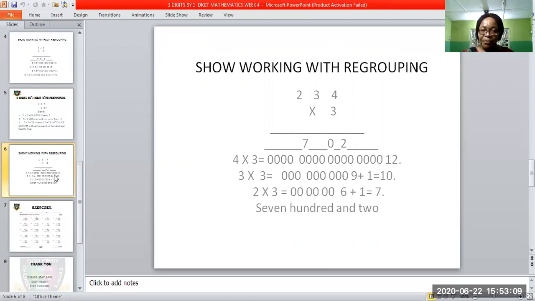Now, for the benefit of in-depth understanding, we are counting. 3 times 4 is 12. 3 times 3, 3 times 2. We have 234 times 3. 3 times 4, 3 times 3, and 3 times 2. We have 702. How did we get that? 4 times 3. Count 4 in 3 places.